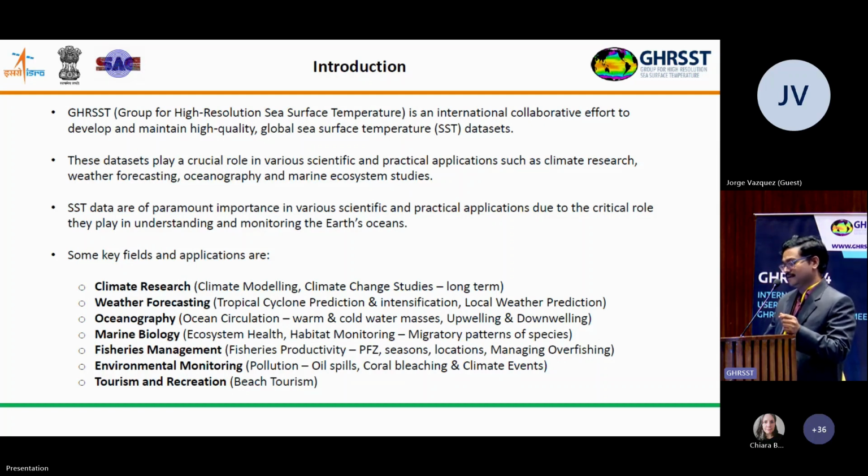In the oceanography related aspects, SST is a prime parameter which can help in identifying warm and cold core eddies, upwelling and downwelling. And especially in the morning, the INCOIS director has mentioned this PFZ activities, where the SST is one of the major parameters. Environmental monitoring, pollution, and in the morning session, Dr. Nandini from SAC has presented related to the coral bleaching and all. And the last is tourism and recreation.